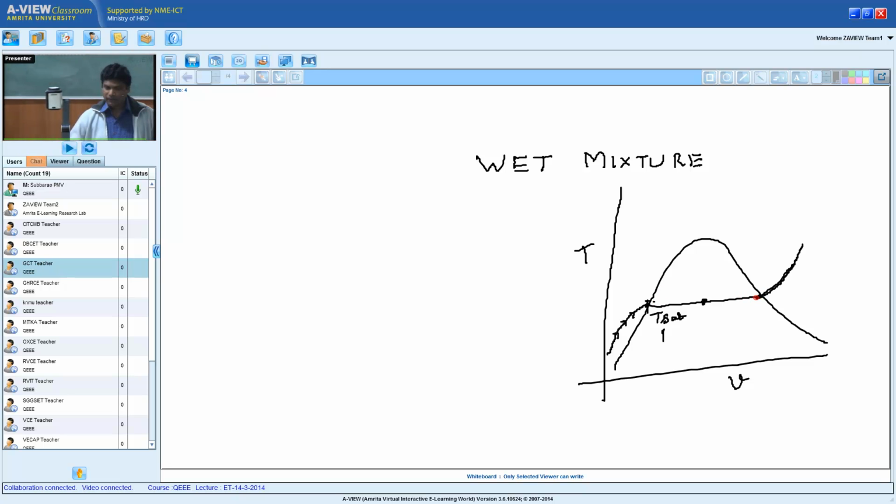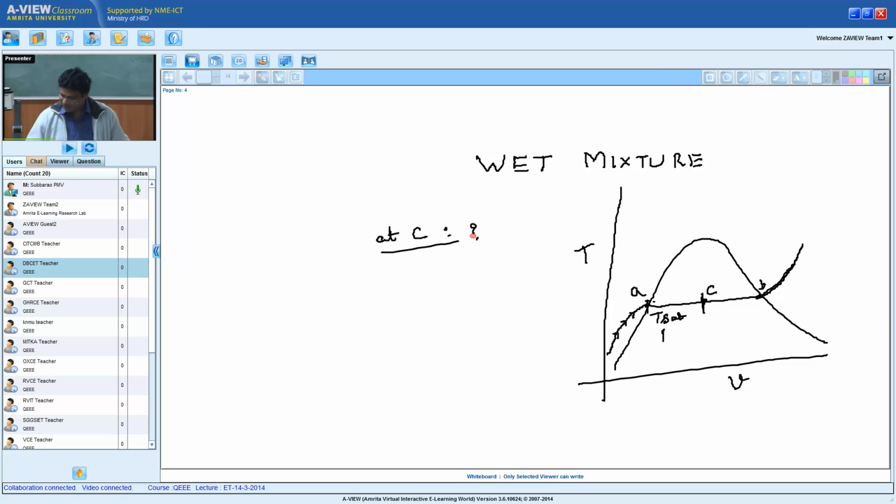Saturated liquid, saturated vapor. Suppose I have a point here, the mixture. This is the location. Let us say this is A, this is B, and this is C. Now the question is, at C, there are many doubts. What I know is both liquid plus vapor are possible. This is the truth. Or water and the steam both are possible if it is H2O.